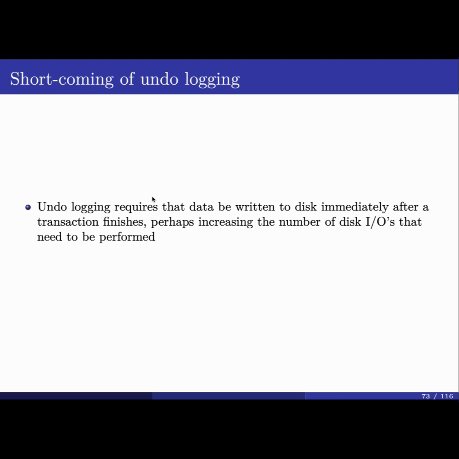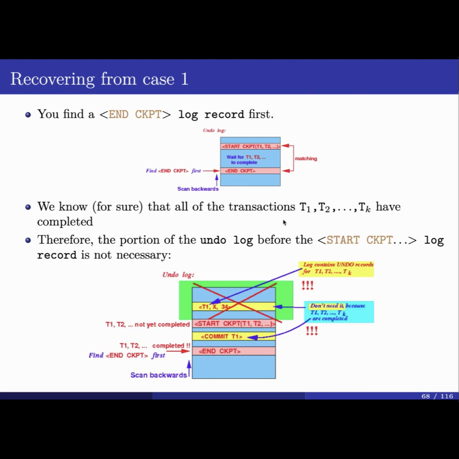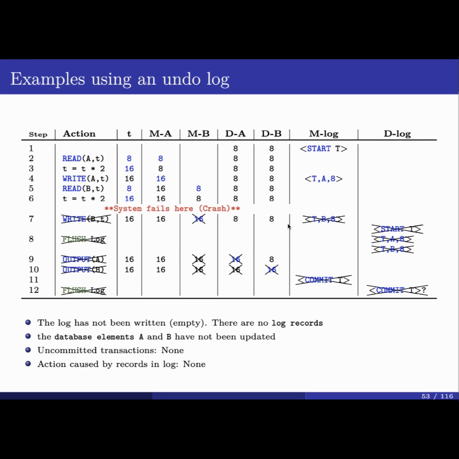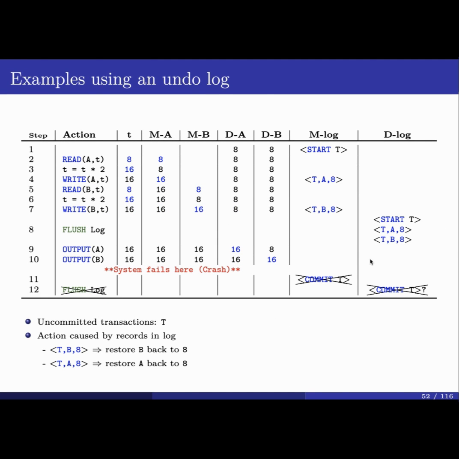There is an issue using undo logging. It's going to undo only the uncommitted transactions. We don't have a problem there, but let me show you an example here. For every single undo log entry you find, we have to do what? I need to restore the value of the database element B back to 8, and I need to do the same for A.